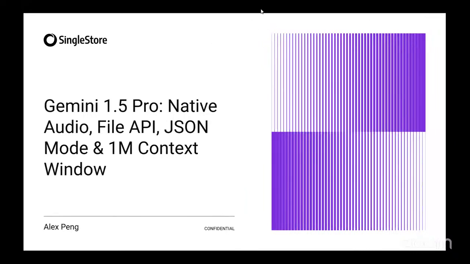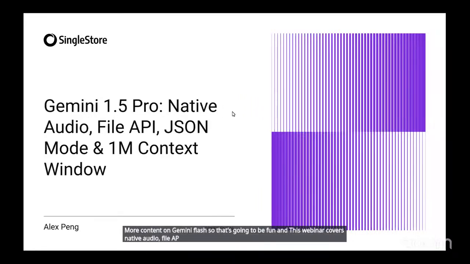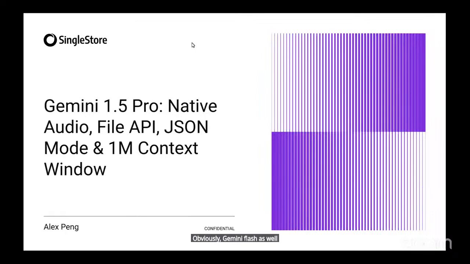Today's webinar is called Gemini 1.5 Pro Native Audio. I think it's related to Gemini Flash, right? We'll also cover that. Alex actually came up with more content on Gemini Flash, so that's going to be fun. This webinar covers native audio, File API, JSON mode, and a 1 million context window, and obviously Gemini Flash as well. So stay tuned, stick till the end if you want to try out hands-on.